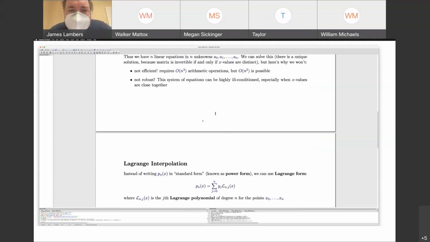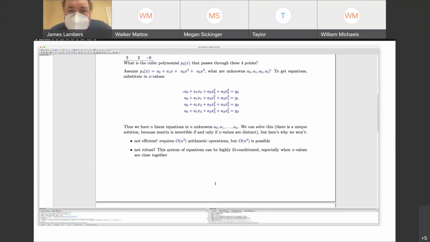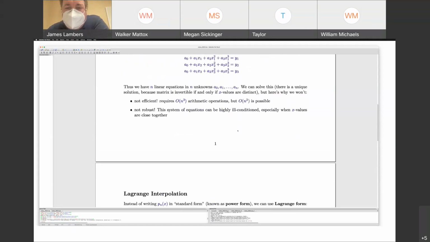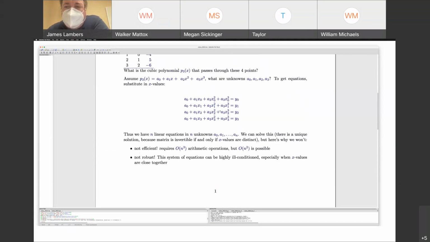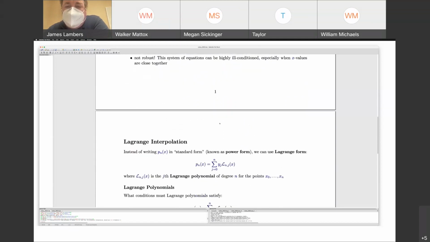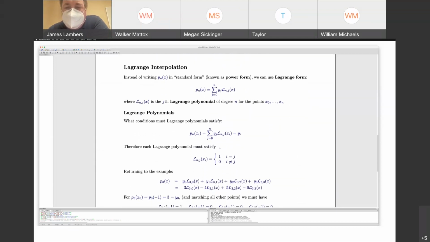Yes, and that comes from here, the knowledge that a matrix of this system can be proven to be invertible when the x values are distinct. So yes, it is unique. So really, the contrast we're looking at here is we can always get it this way, but that's not efficient. So this would be more efficient.